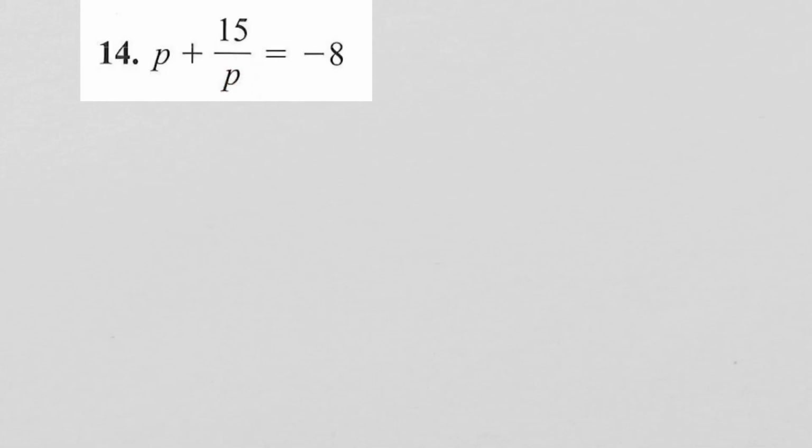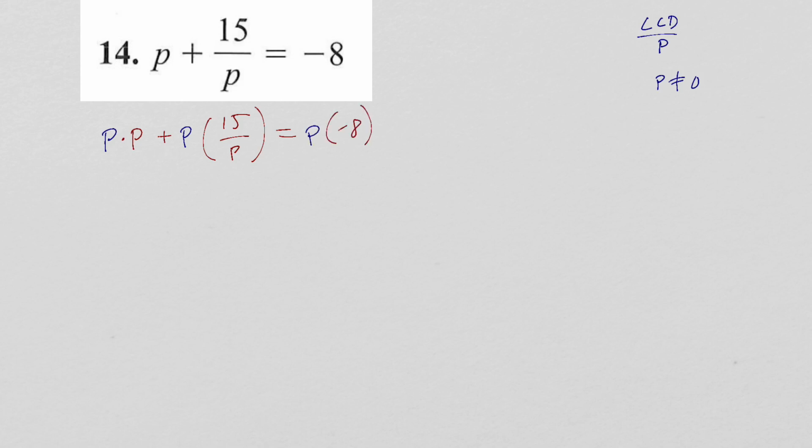Okay, my only denominator is p, so my LCD is p, and I know that p cannot be equal to 0. So I'll take that denominator p and I'll multiply by the first fraction of p plus, and I'll take that p and I'll multiply by the second term, and I'll take that p and I'll multiply by the third term. So I'm going to end up with p squared plus, here these p's cancel, so I have 15 equals negative 8p.